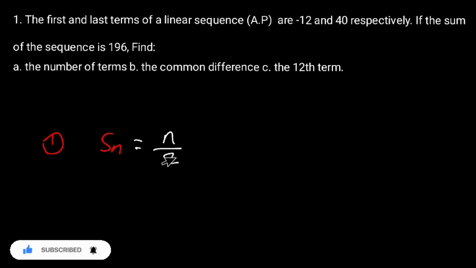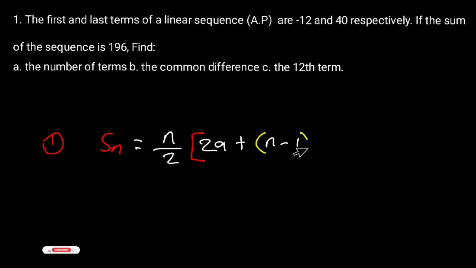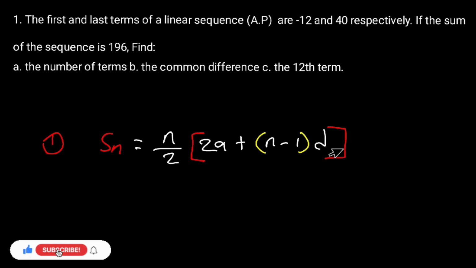over 2. Now let me open this big bracket. Then we have 2a plus, open parenthesis, n minus 1, then close this parenthesis. Then we have the common difference. Now let me close this big bracket. So this is the formula for the sum of a sequence in an AP.